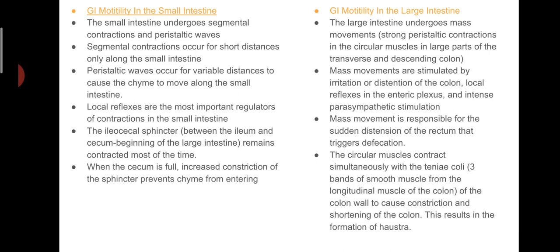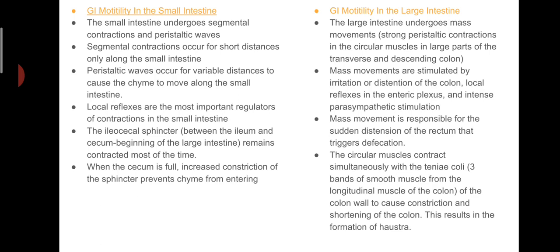Motility in the large intestine. The large intestine undergoes mass movement, which is a strong peristaltic contraction of the circular muscle in large parts of the transverse and ascending colon. Mass movements are stimulated by irritation and distension of the colon, local reflexes in the enteric plexus, and intense parasympathetic stimulation. Mass movement is responsible for the sudden distension of the rectum that triggers defecation.